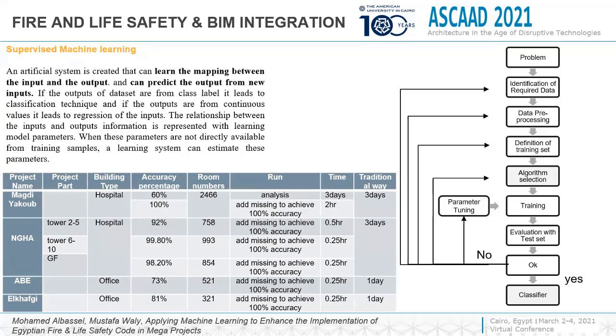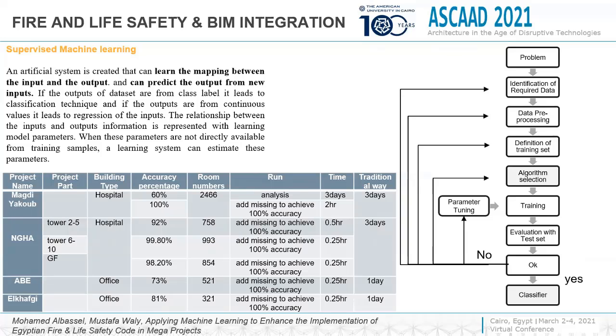We use C Sharp language and the Revit API based on a text mining algorithm, which applies fire codes on BIM models. Also, it can be adjusted by adding more fire codes to be applied on more data sets, for better classification and calculations. So we follow the machine learning approach that can learn from the mapping between the inputs and outputs, so it can predict the output from new inputs.